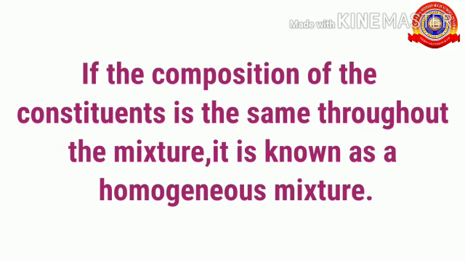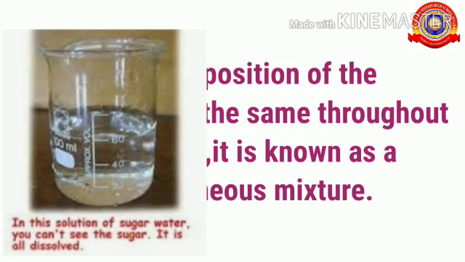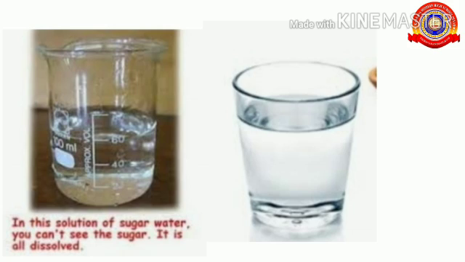In a mixture, if the composition of the constituents is the same throughout the mixture, it is known as a homogeneous mixture. All solutions are homogeneous mixtures. Sugar solution, salt solution, air, ornamental gold, etc. are examples of homogeneous mixtures. The components of such mixtures cannot be seen separately with the naked eye.